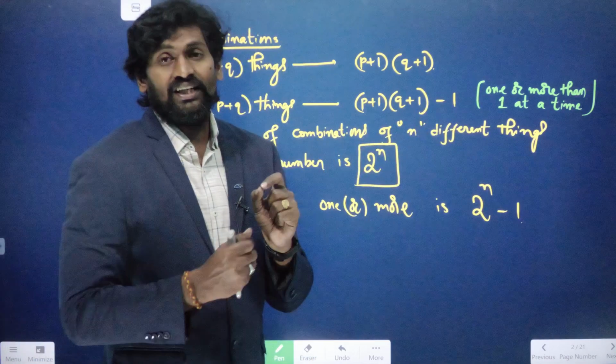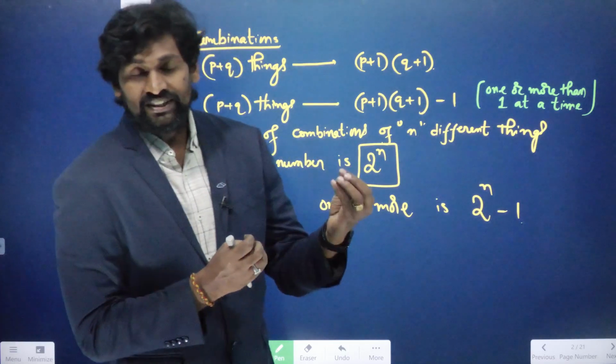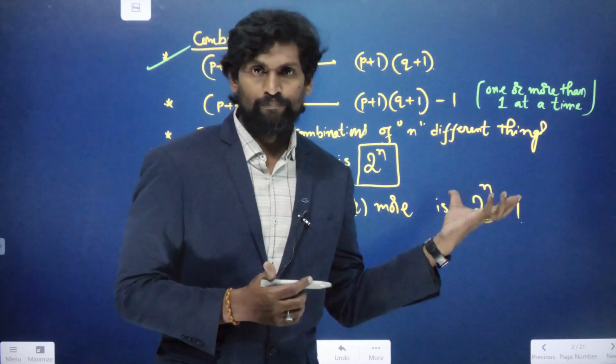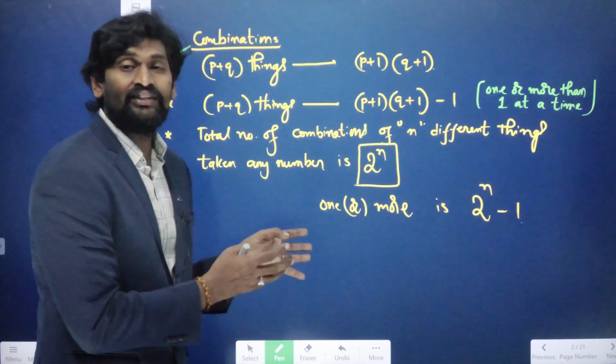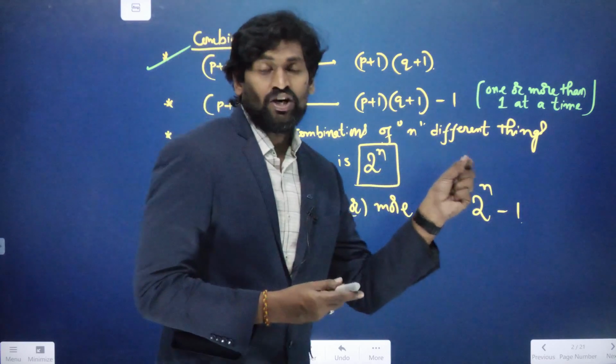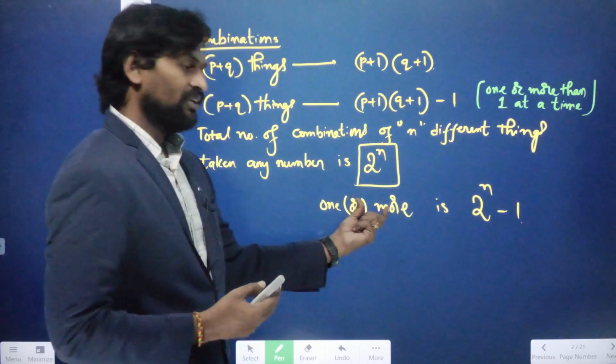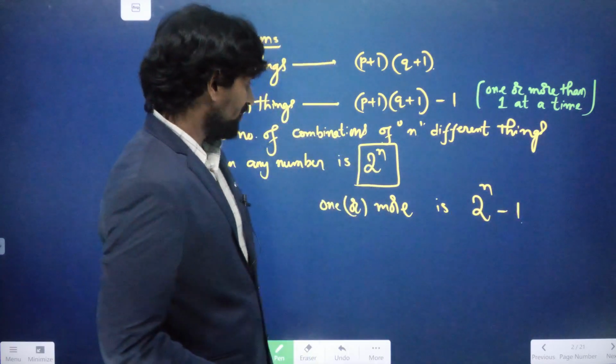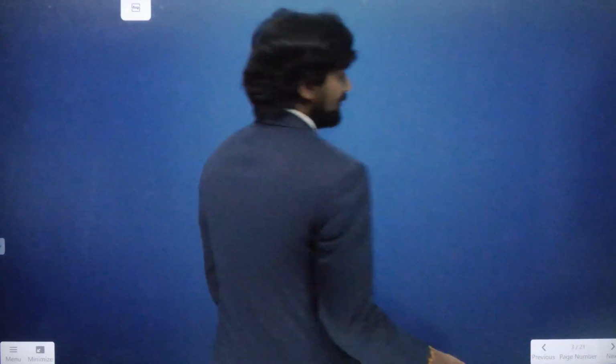Now, the third important formula: the total number of combinations of n different things is 2 power n. Okay? The same n different things selected one or more at a time is written as 2 power n minus 1. Okay, so let us go to the exercise problems. First, the concept based questions.